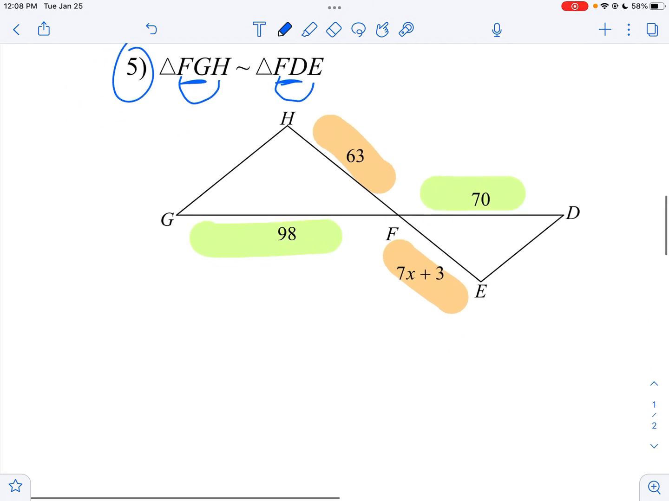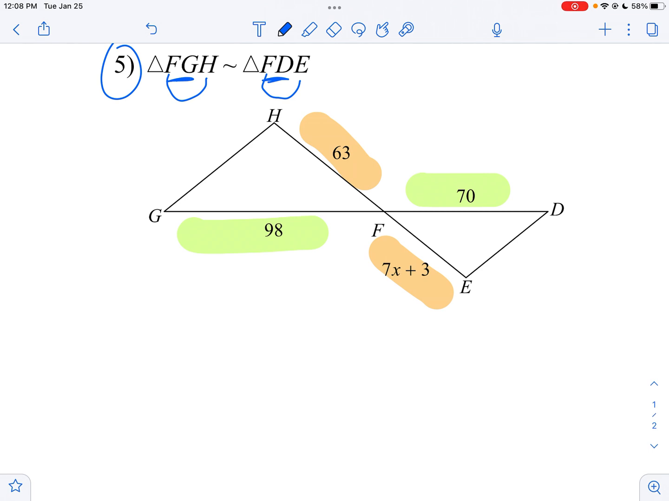You can use scale factor. If you're using scale factor, I like to use the scale factor from the small to the big. So 70 times something is 98. And you can just divide by 70 to figure out what that scale factor is. Let me grab a calculator. Let's see, 98 divided by 70 is 1.4, which is 7/5. So our scale factor is 7/5.